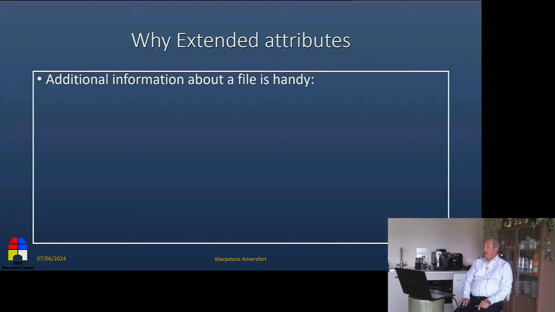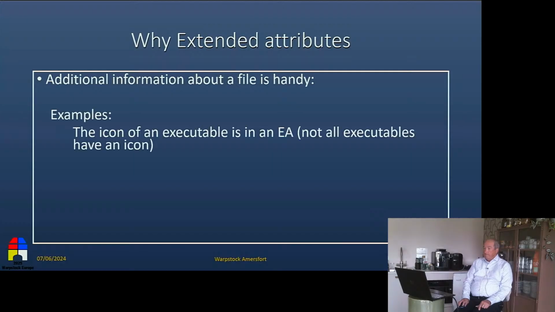Additional information about any file can sometimes be handy. Example, the icon of an executable is in extended attributes. So if you throw the icon away, all of a sudden you will not have a nice icon for that type of file. The long file name is another extended attribute, which may or may not be present. The long file name is what you normally see in the listing as title.